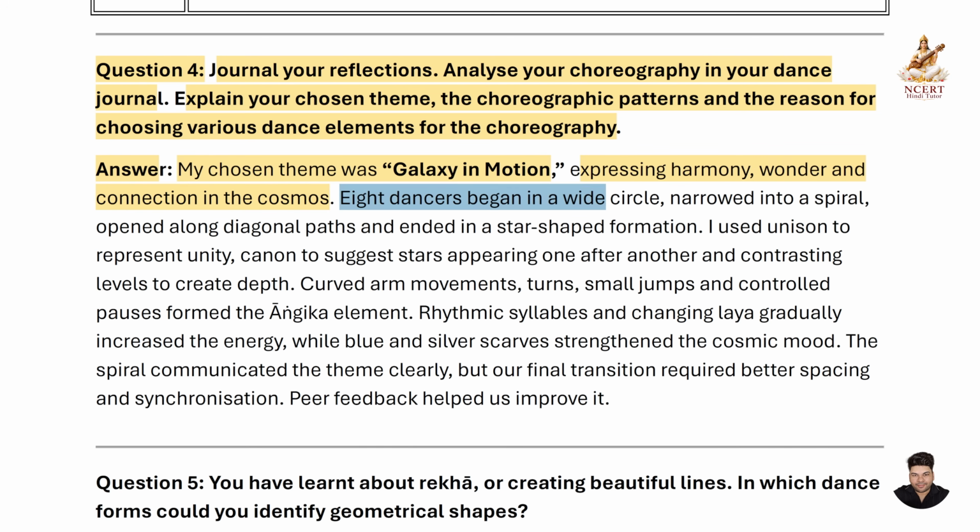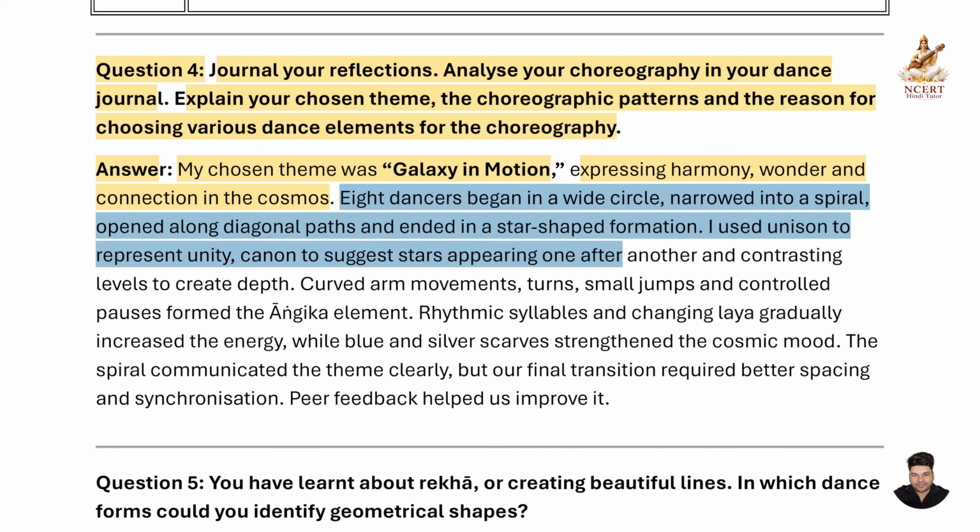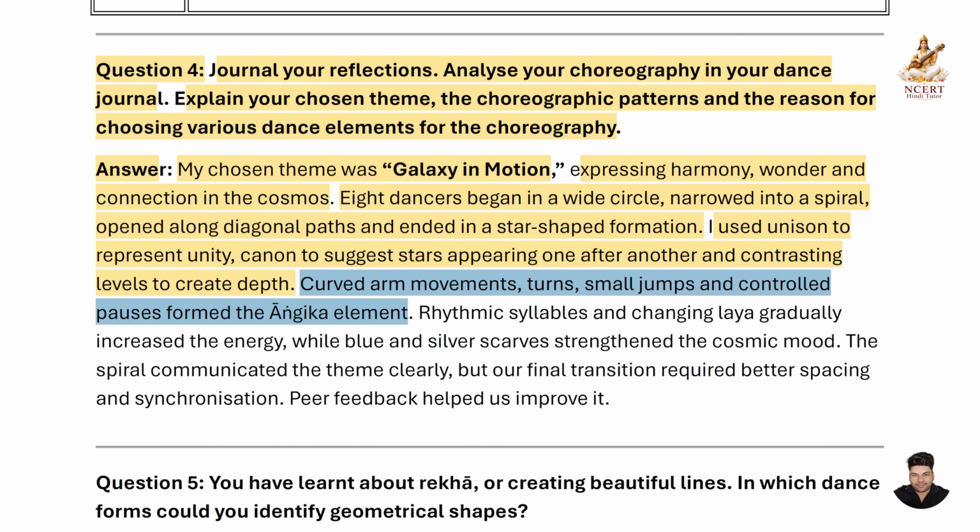8 dancers began in a wide circle, narrowed into a spiral, opened along diagonal paths and ended in a star-shaped formation. I used unison to represent unity, canon to suggest stars appearing one after another and contrasting levels to create depth. Curved arm movements, turns, small jumps and controlled pauses formed the Gika element.